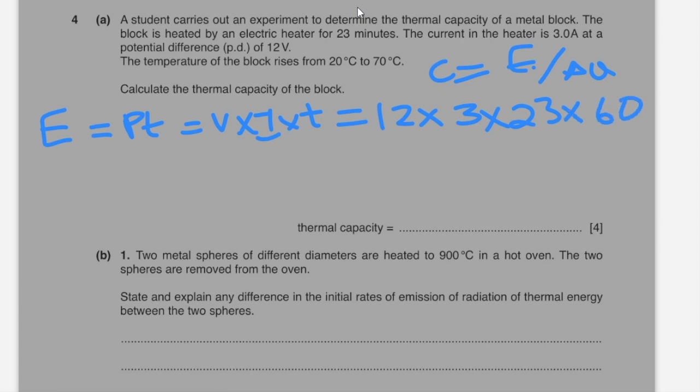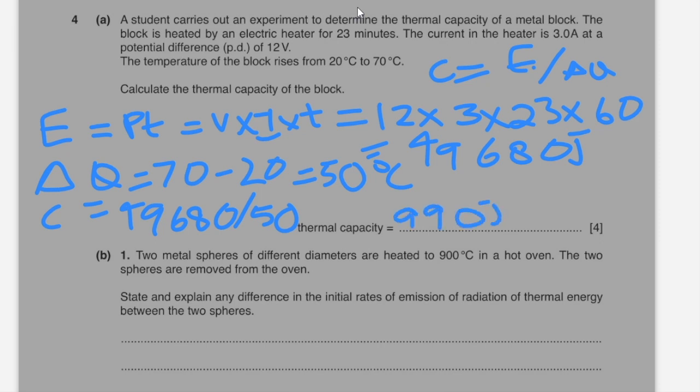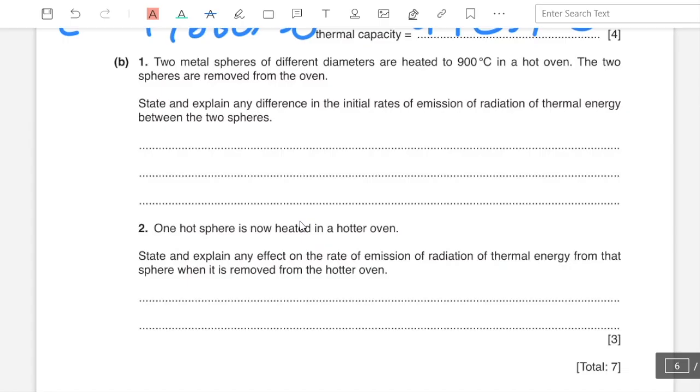And this gives the answer of energy as 49,680 joules. And then change in temperature is equal to 70 minus 20, which is equal to 50 degrees Celsius. So we have the thermal capacity as 49,680 divided by 50, and that gives the answer as 990 joules per degree Celsius.